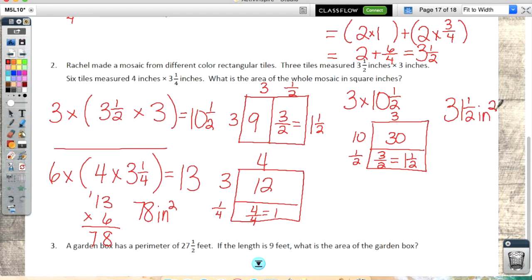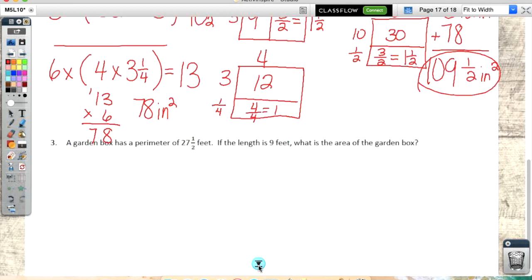And how do I get the total? Add it. So I'm going to add 78, and I'm just going to bring down my half, don't you think? Yeah. Okay. And then that's 9. So what do we have? 109 and a half square inches. That was a good problem. Oh, I like these. One more and then we'll go to the exit ticket.